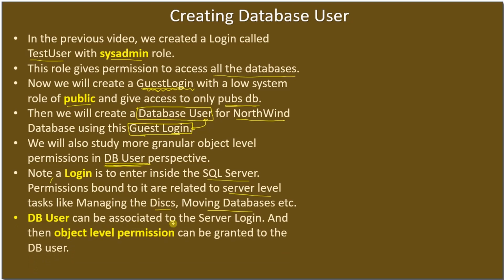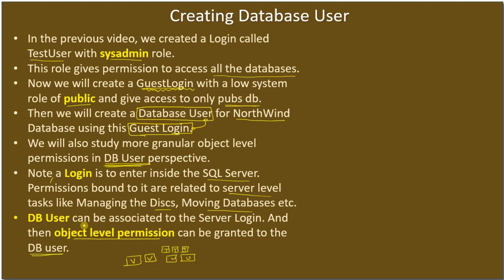A DB user can be associated to the server login just like this. A database user you can associate to your login. The DB user can be associated to your server login, and then object level permission can be granted to the DB user. Object level permission, in the sense, if there are plenty of tables, and let's take some views, these are all database level objects.